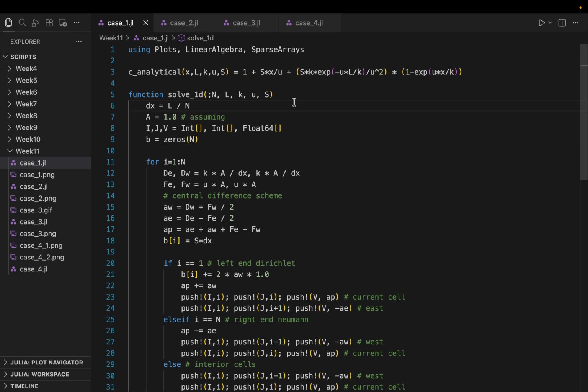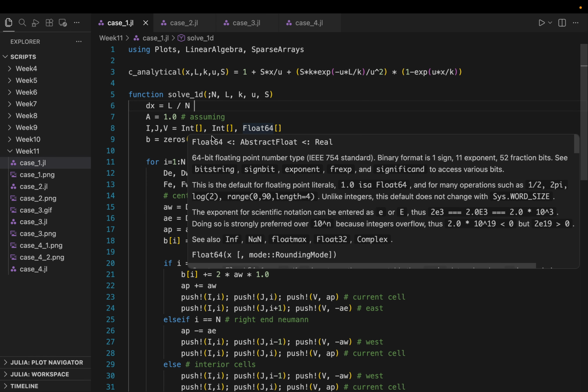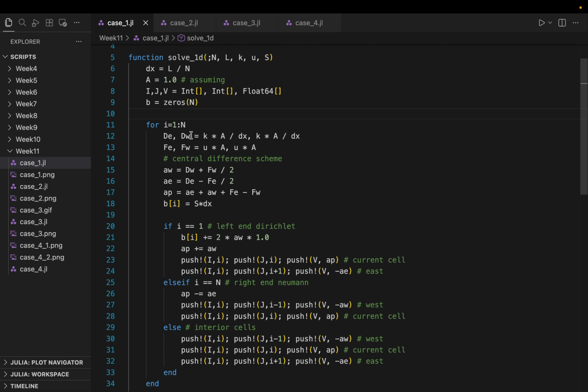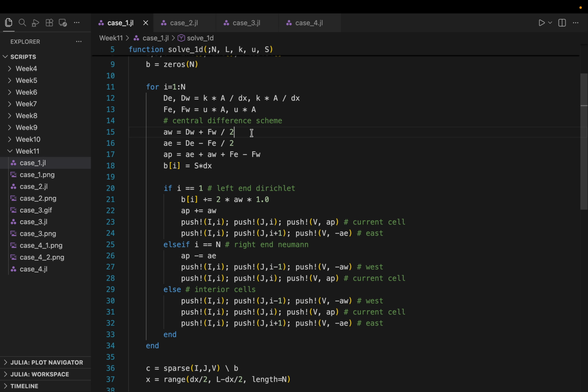So the problem is the same as before. You have a domain where dx is L by n. Area I'm assuming to be 1. These are the three arrays I told you, i, j, v, that we are storing. Now we have D east, D west as kA by dx, because we are assuming uniform cross-section area and uniform properties. There is no variation. Otherwise, this will be k east, A east by delta x e, k west, A west by delta x w, and so on. F east, F west, again u is constant, A is constant, so both of them will be equal to each other. Now for the central difference scheme, we have aW as Dw plus Fw by 2, aE as De minus Fe by 2, and aP is a summation of neighbors plus the net flux, and the source term gets added to the b term.